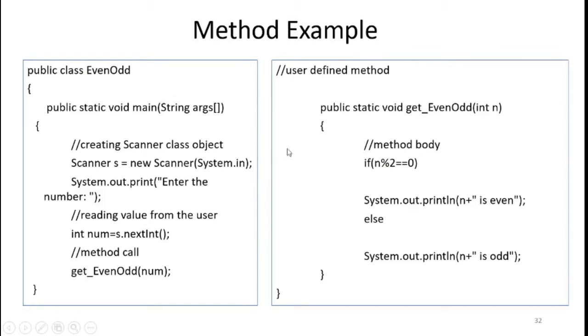Then this is the example for writing the method. How do you write the method? You are already aware of this. We'll quickly go through this. In this there is a main function, and the class name is EvenOdd. In the main function, we have declared the object of the Scanner class and we are reading a number using that object. That number is stored into this num variable. And then we are calling the get_even_odd method by passing that num variable.